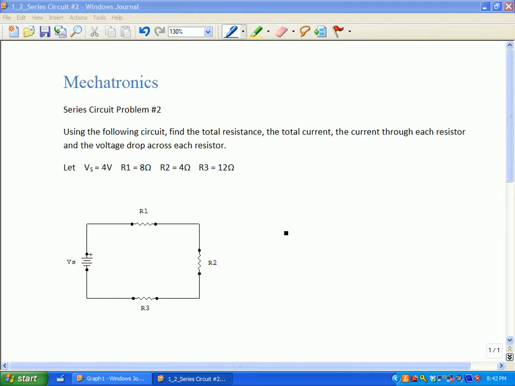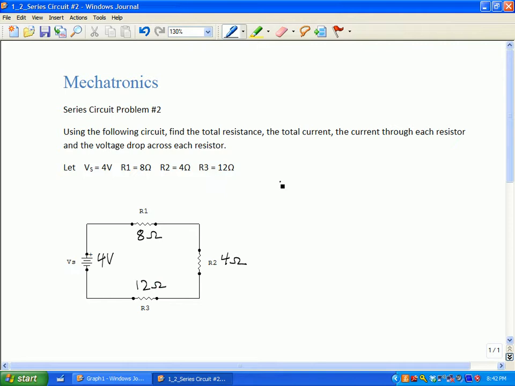Let's look at our number 2 circuit. Looking at my given material here, I have a source voltage of 4 volts. R1 is 8 ohms. R2 is 4 ohms. And R3 is 12 ohms.